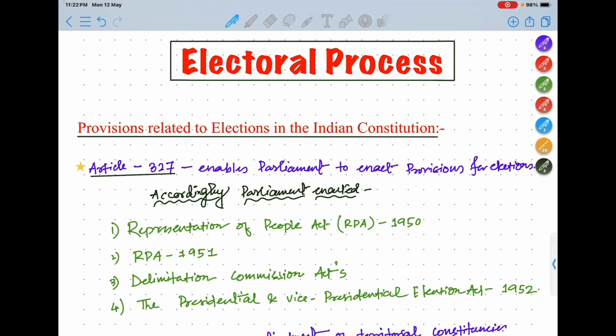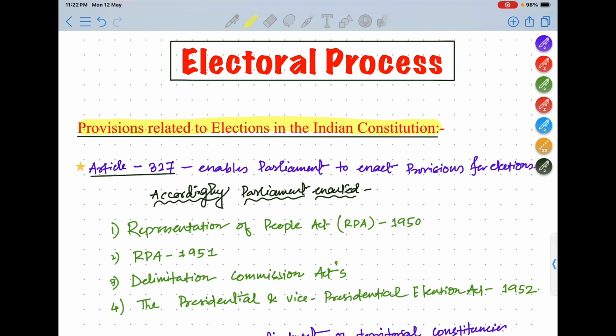First of all, we should know what the different provisions related to elections in the Indian Constitution are. That means what the statutory backup is, by which law the whole election process takes place, or what the different acts are that directly or indirectly are involved in the electoral process.